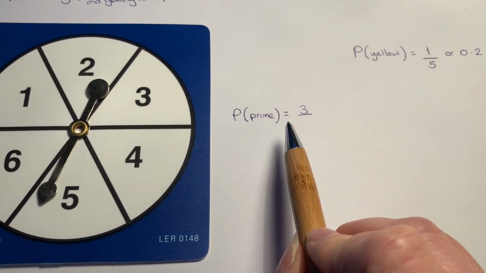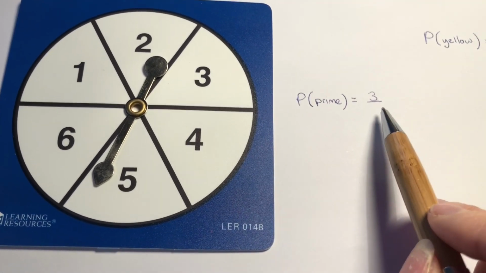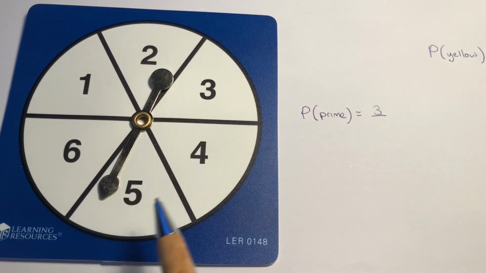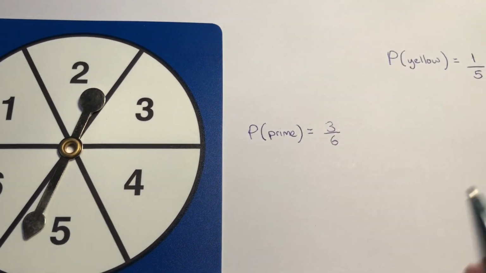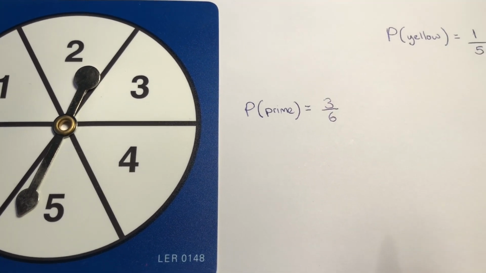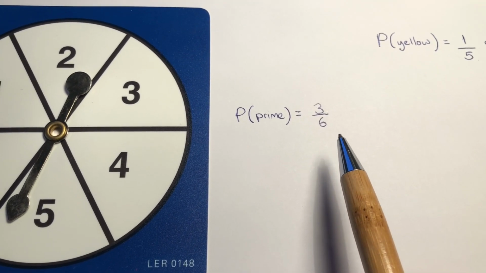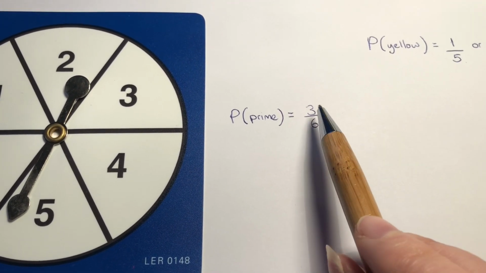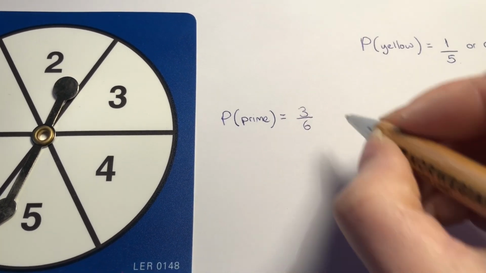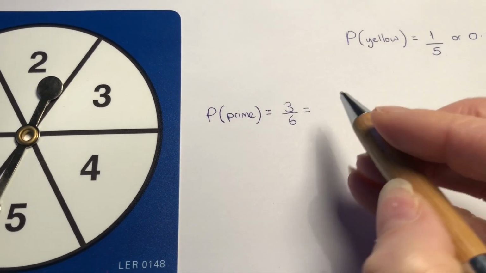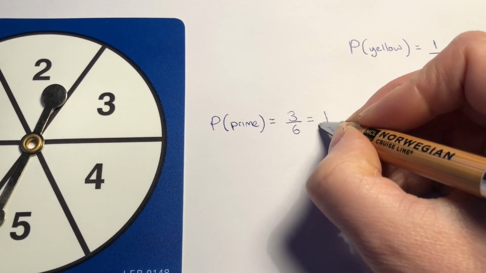So there are 3 of what we are interested in, 3 prime numbers. And how many outcomes are there in total goes on the bottom. And there are 6 numbers, 6 outcomes. And there we have it, 3/6. However, if you remember from when we learnt about fractions, we must always cancel them down. If there's a number that I can divide the top and the bottom both by, then I must do so. And therefore we can see that 3 and 6 can both be divided by 3.